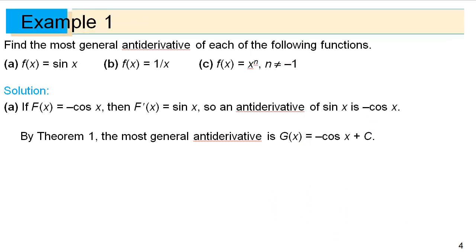Let's look at an example. Let's find the most general antiderivative of each of the following functions: sine, 1 over x, and x to the n, where n is not negative 1.